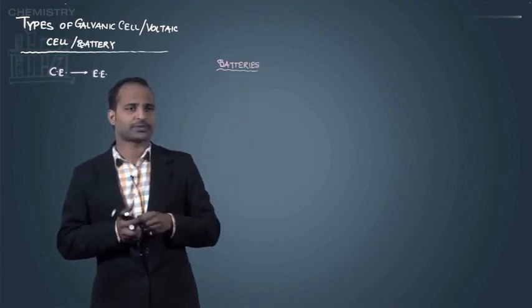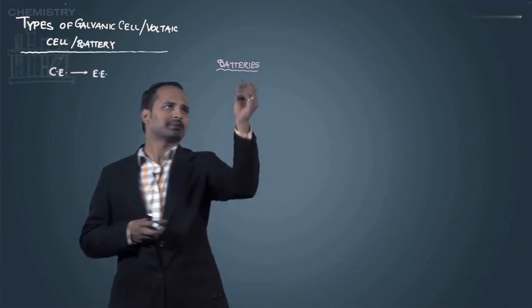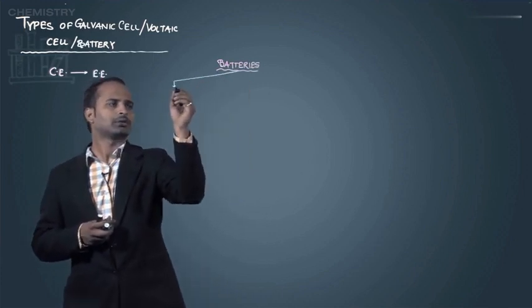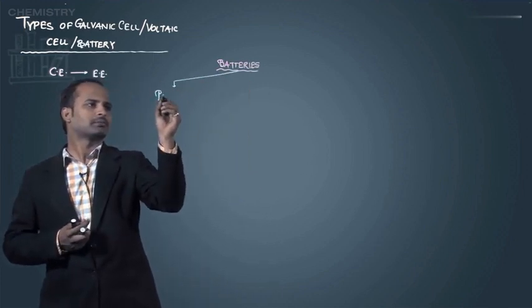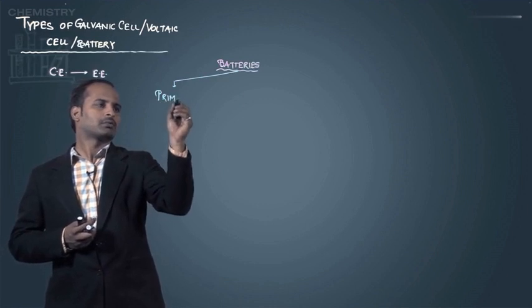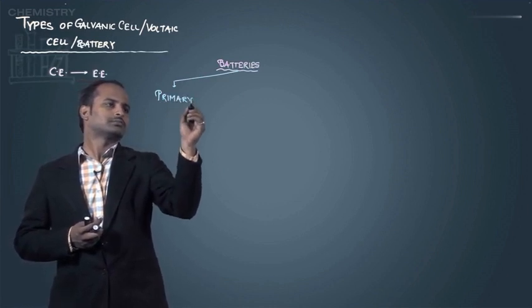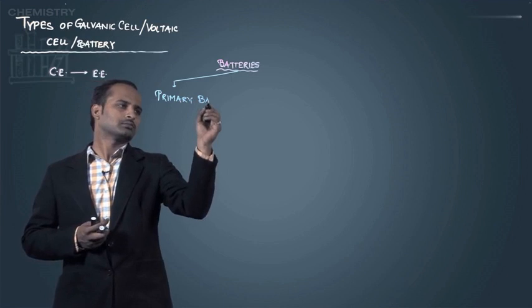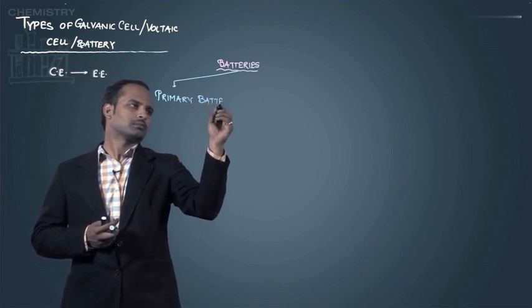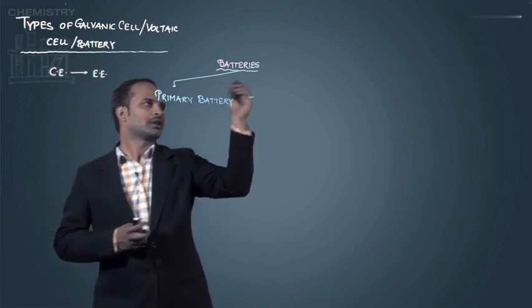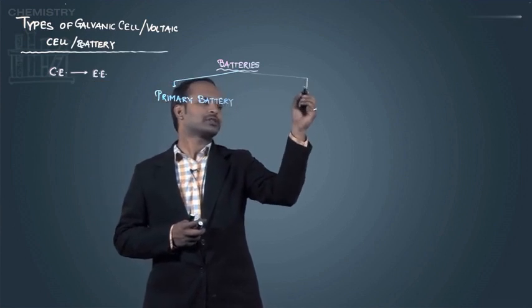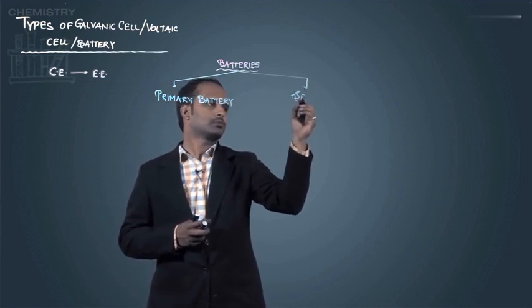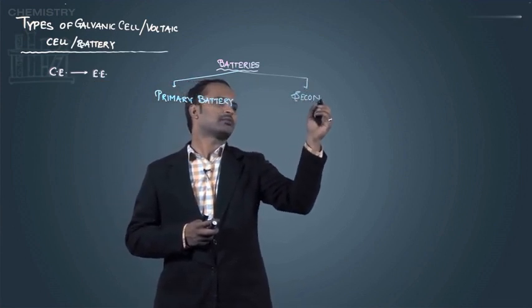Let's see these two types. The first one is called primary battery, and the second one which we have is called secondary battery.